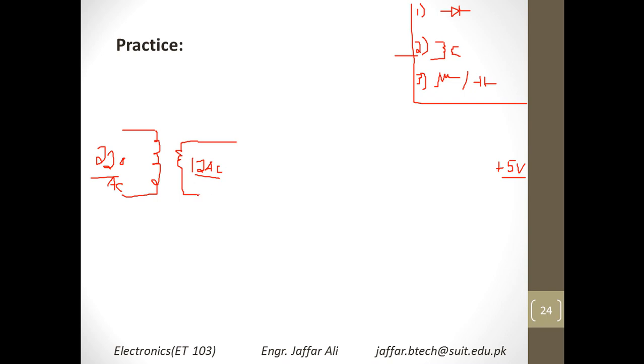Let's say I've used a bridge rectifier over here, and what does this mean? This means that I have to install 4 diodes in such a way that it acts as a bridge circuit. I am building the bridge rectifier over here.